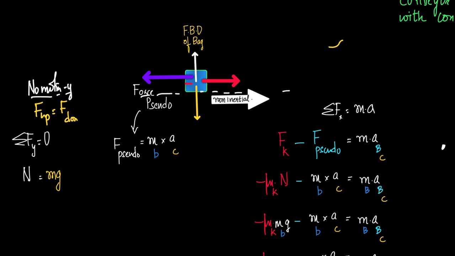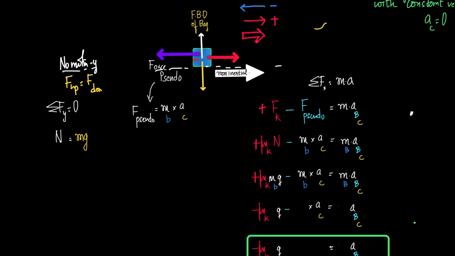Exactly, the mistake is that the net direction of motion is towards the right. Friction is acting towards the right, which means friction would be taken as positive, whereas pseudo force is acting towards the left, therefore it has to be taken as negative. So friction here should be taken as positive. So this is positive Fk. Throughout the derivation it should be positive Fk, and therefore positive mu k.